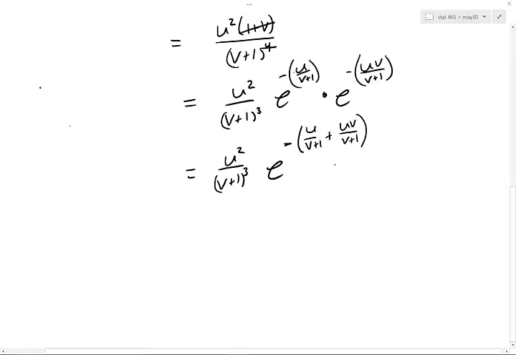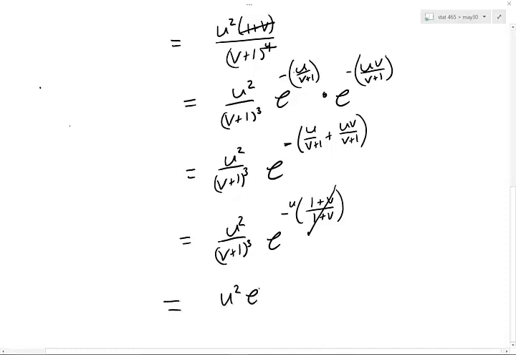Well, hey, wait, we just did this guy. We could rewrite that then as u squared over v plus 1 cubed. This is e to the minus, and then I can pull a u out. Pull the u all the way out here, I guess, because I feel like it, and then that's going to be 1 plus v over 1 plus v. Look at that. And so you end up with this guy right here, which is u squared e to the minus u, times 1 over v plus 1 cubed.